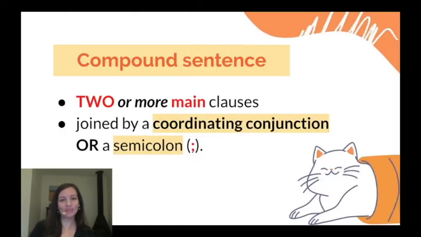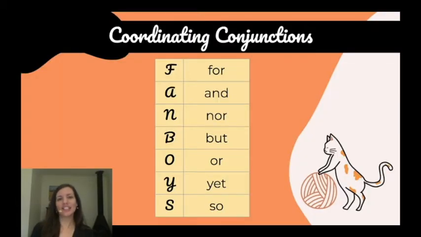Now let's move on. With a compound sentence, we're looking at having two or more main clauses. And these are generally joined together by a coordinating conjunction, or writers may use a semicolon. Today we're going to look at coordinating conjunctions. These are the conjunctions that fit into the fanboys family. Now fanboys is just a way for you to remember them. These are for, and, nor, but, or, yet, so. And I would encourage you to just commit them to memory. It's very, very helpful to do that.